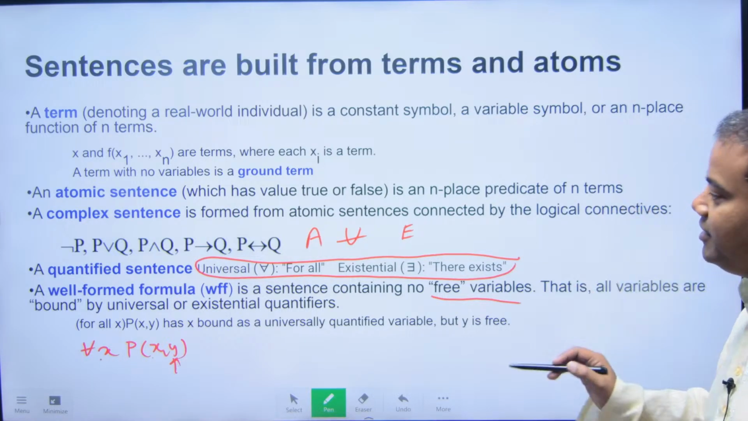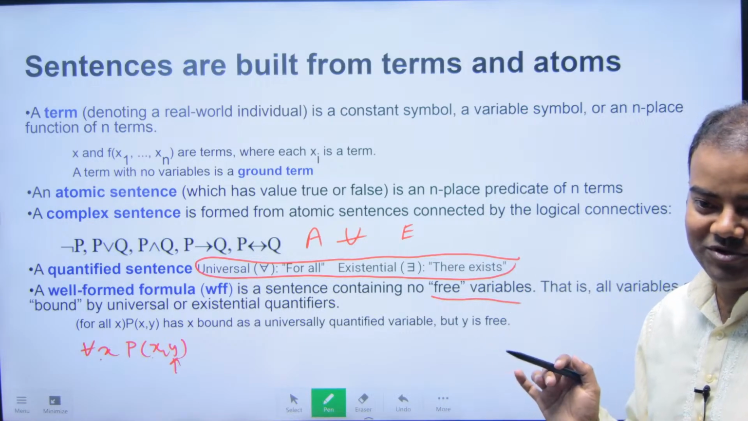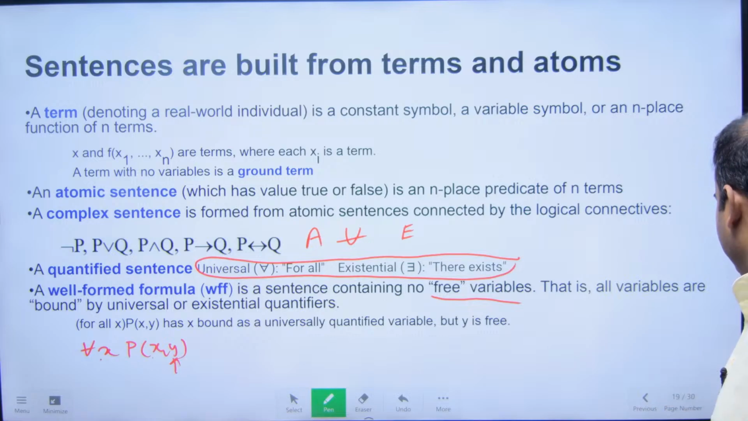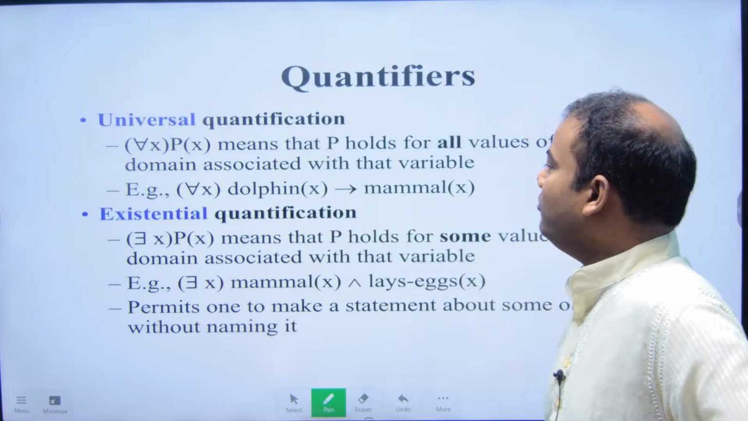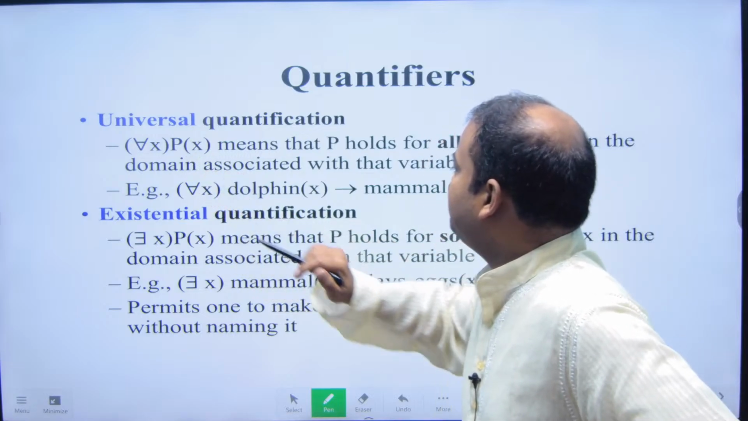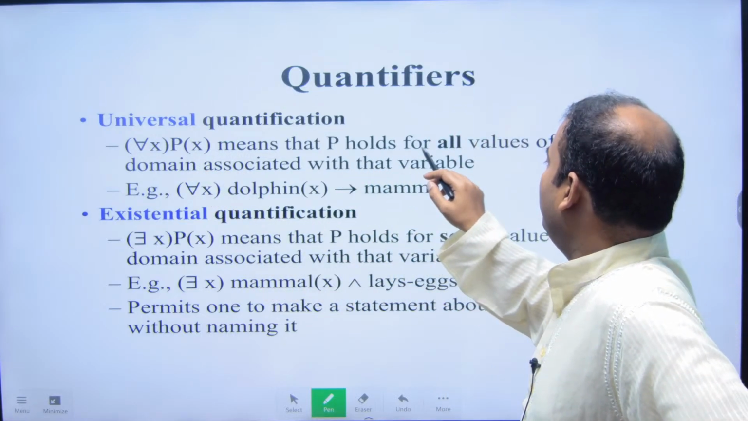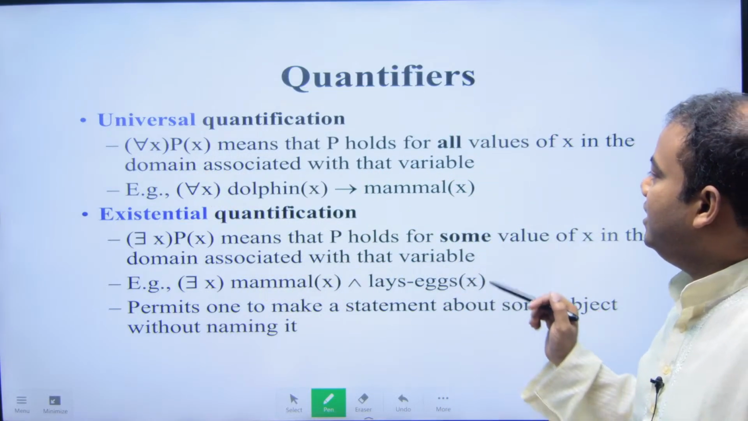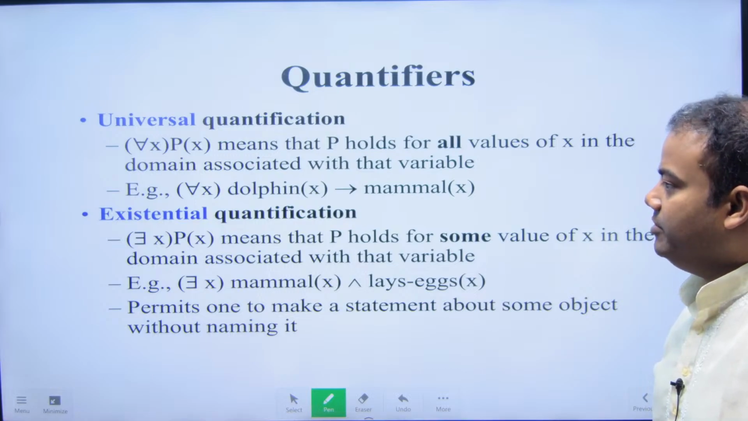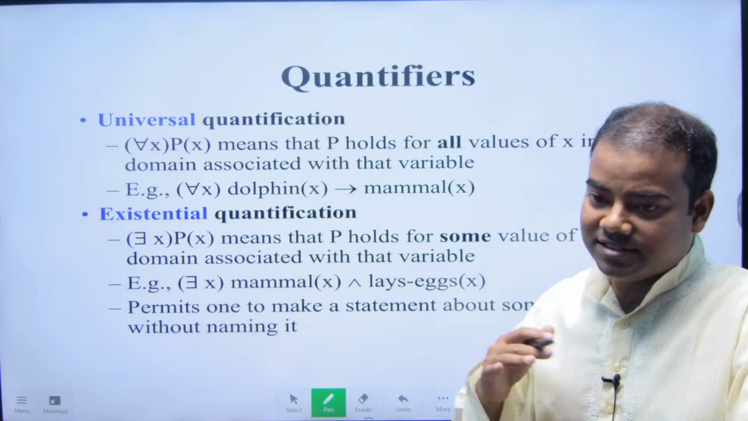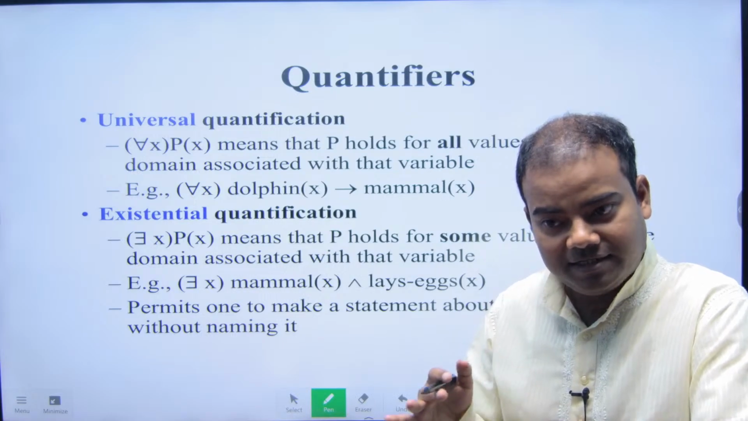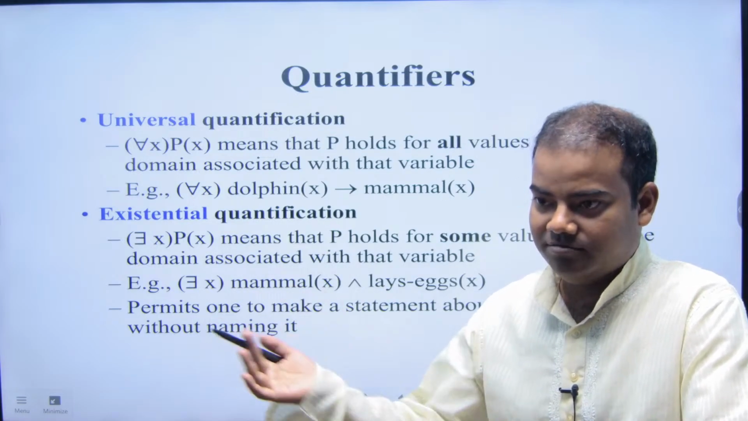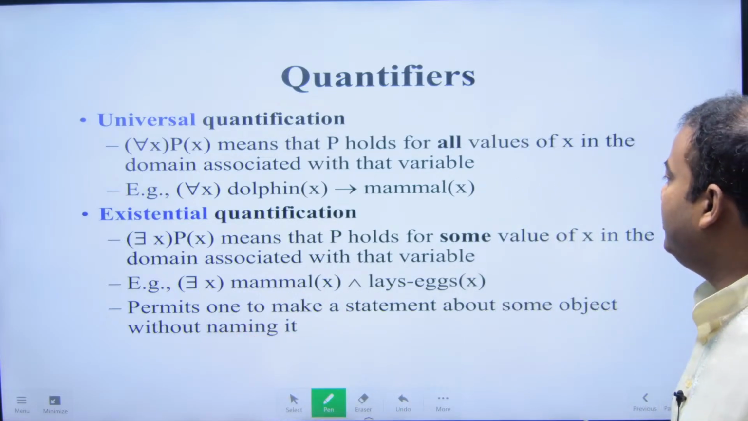Actually, this thing will be clear when some question comes, then only it will be. So what is the universal quantifier? For all x Px means that P holds for all values of x in the domain associated with that variable. Domain and these things we will understand better when we read functions. Set, relation, function we will read in the next class probably.